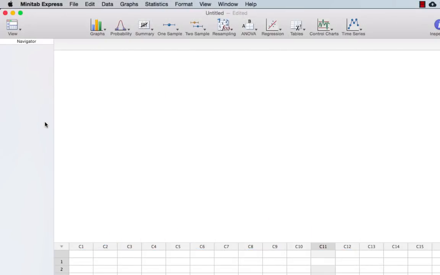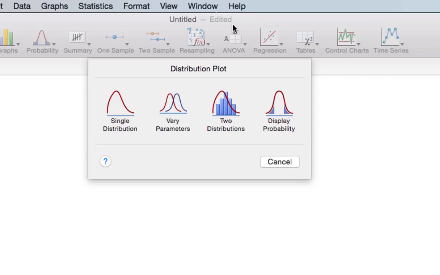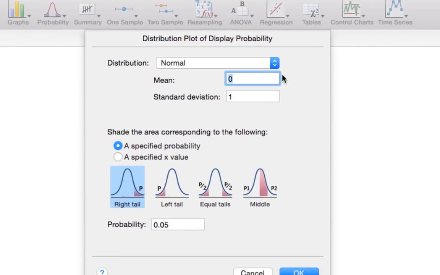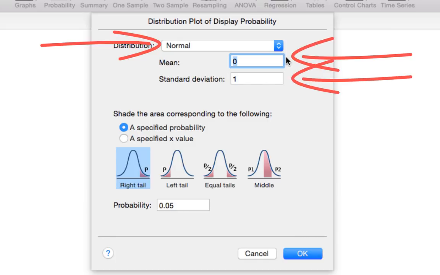I'm in Minitab Express with a blank worksheet. We don't need any data to make these probability plots. I'm on a Mac, so I'm going to go to Statistics, Probability Distributions, Distribution Plot. If you're on a PC, you'll just have to go to Statistics, Distribution Plot. I want to display a probability. The default in Minitab Express is a z-distribution. In other words, a normal distribution with a mean of 0 and a standard deviation of 1.